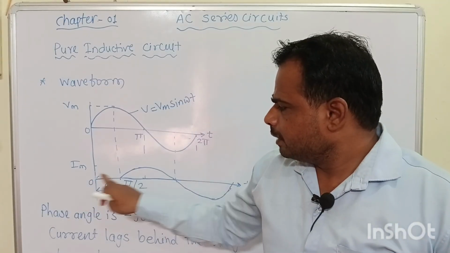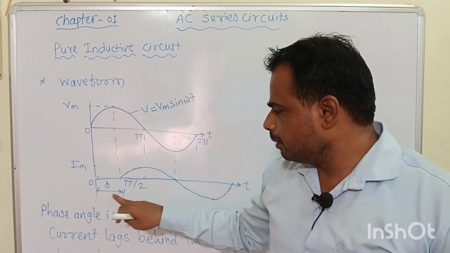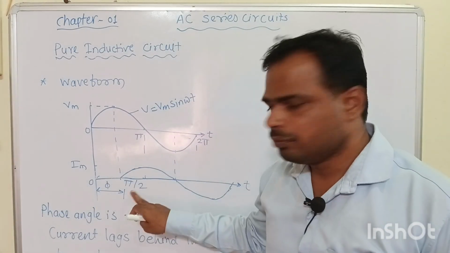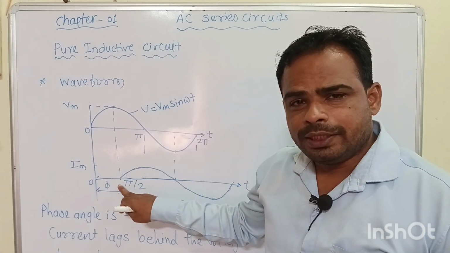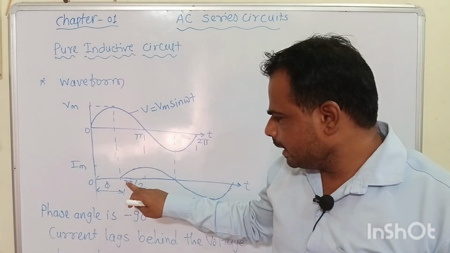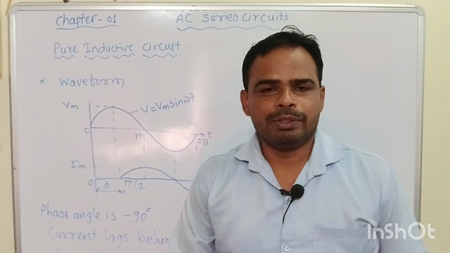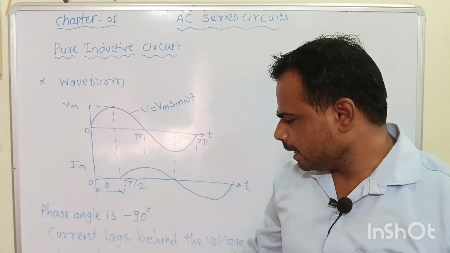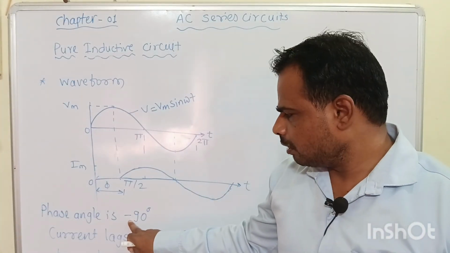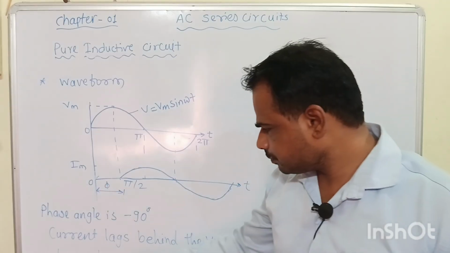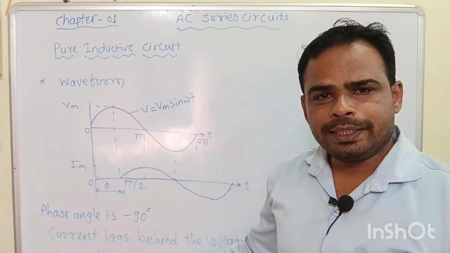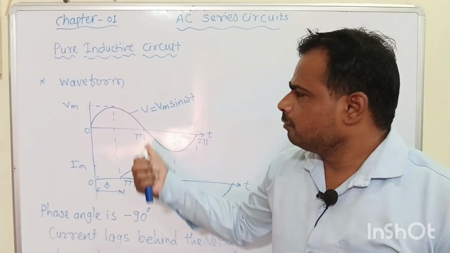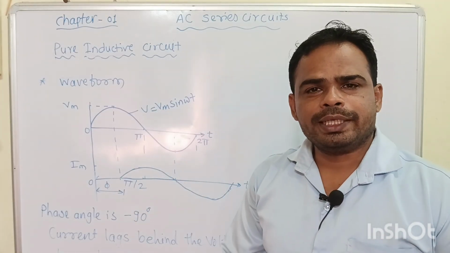See here, this is the maximum current, but the current starts with a phase shift of pi by 2, means a phase shift of 90 degrees. Here current is lagging the voltage by an angle of 90 degrees. The phase angle between voltage and current is 90 degrees. Minus indicates the lagging power factor, or minus indicates lagging. This is the waveform presentation of the pure inductive circuit.